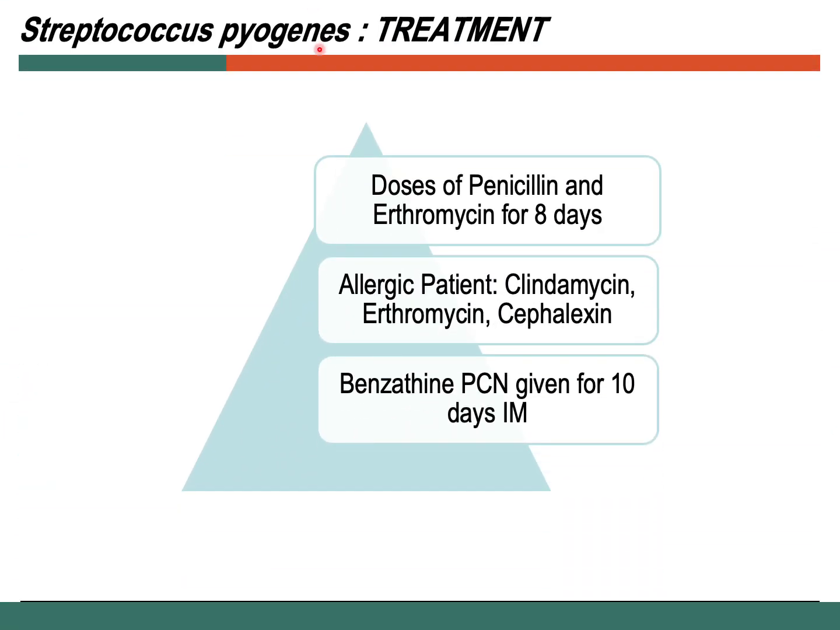For treatment of choice, you have penicillin and erythromycin, since beta hemolytic organisms are usually still susceptible to penicillin. Patients allergic to penicillin are given clindamycin, erythromycin, and cephalexin. You can also give benzathine penicillin for 10 days via intramuscular administration.